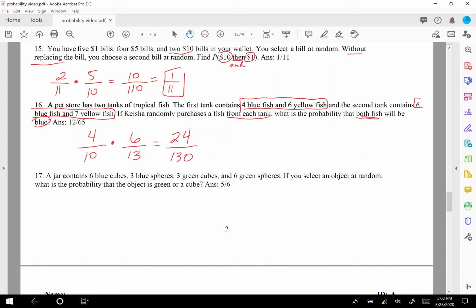Okay, now I can see both of these numbers, they're even, so I'm going to try and just divide by 2. So 24 divided by 2 is 12. And 130 divided by 2 is 65. Okay, there's no other factors here that we can divide by, so that's our simplest answer. 12 out of 65.